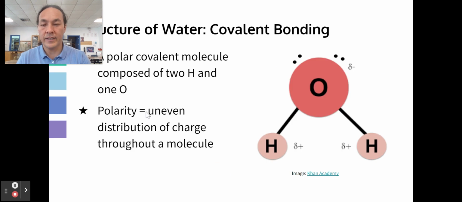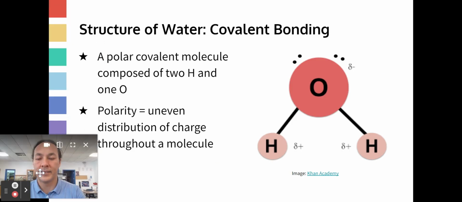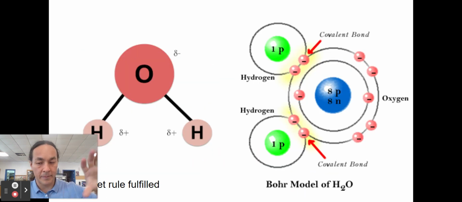Now this sharing here is not even. This molecule is going to be polar. There will be an uneven distribution of charge throughout the molecule. Oxygen is a relatively more electronegative element. Those elements that are in the upper right-hand corner of the periodic table tend to be more electronegative. It has a stronger pull for these electrons to be near it because it has 8 protons compared to 1 here for hydrogen. So what does this mean?